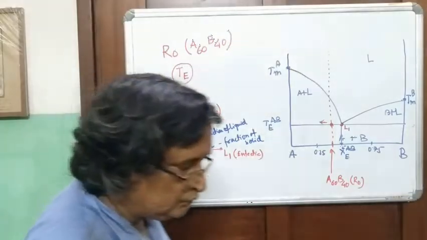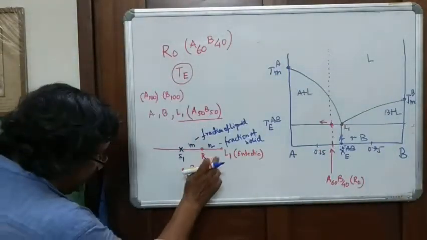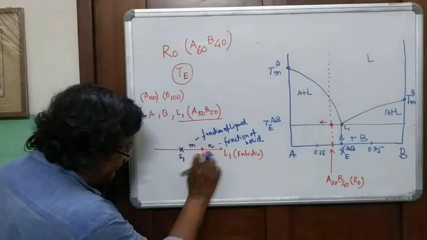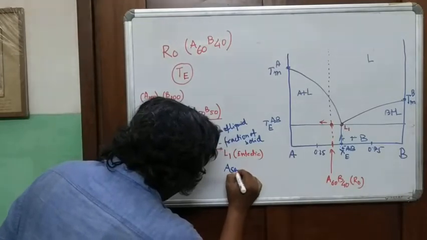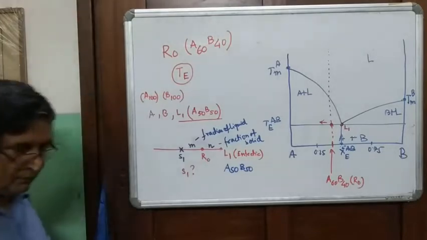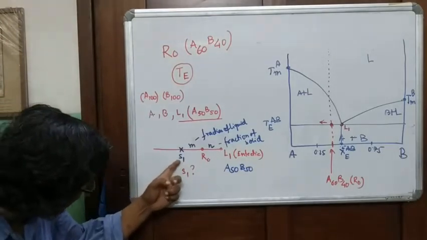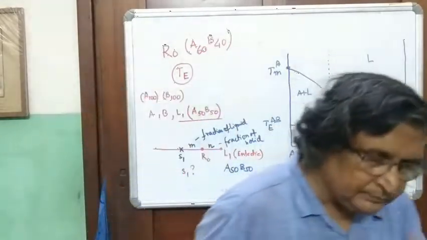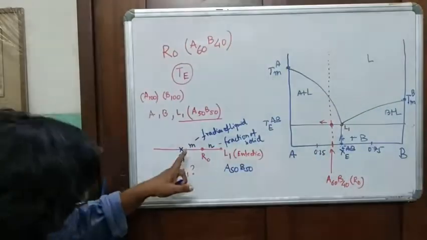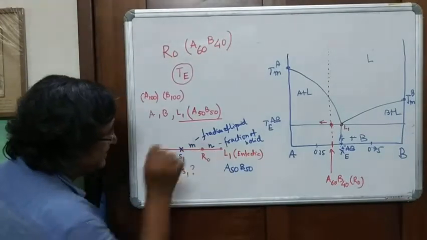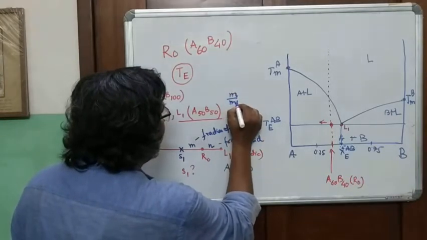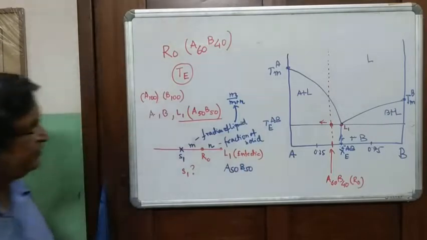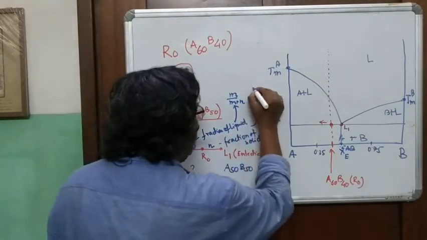It's the lever rule. See again, if I take R0 and melt it, the first liquid will be of eutectic composition. This liquid will be A50, B50 in composition. But we are trying to find out where S1 will be. I know here that this is M and this is N. So the fraction of liquid is equal to M divided by M plus N. This is the fraction of liquid. And the fraction of solid is N divided by M plus N.